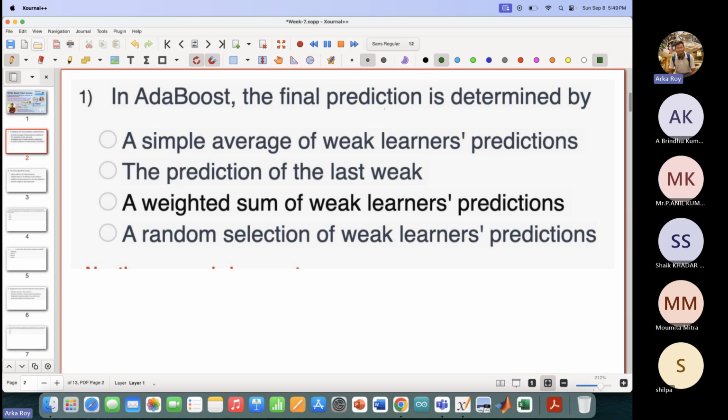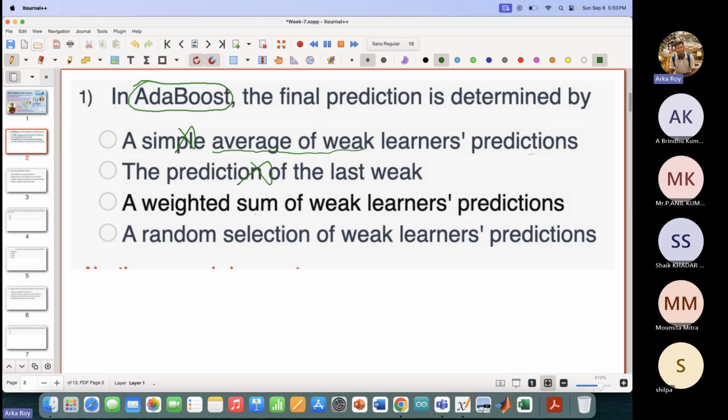In AdaBoost, the final prediction is determined by a simple average of weak learners' predictions. We do not do a simple average. I have already told you that in general boosting we say averaging, majority voting, etc., but here they have specifically mentioned AdaBoost, so we have to follow the main AdaBoost algorithm. So this is incorrect. The prediction of the last weak learner only: this is also incorrect because, as per my diagram, we do not use Y3 hat only. We use all the predictions from each of the weak learners, for example Y1 hat, Y2 hat, Y3 hat, etc.